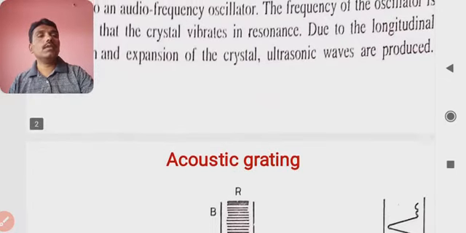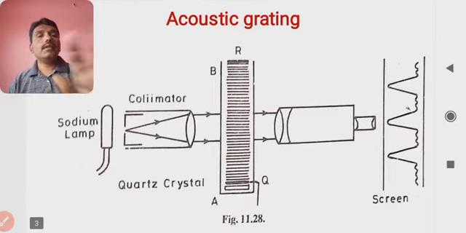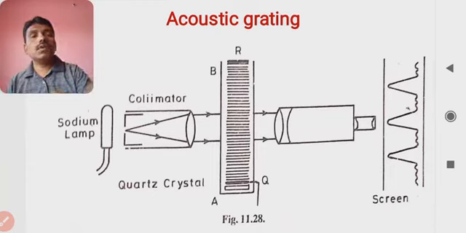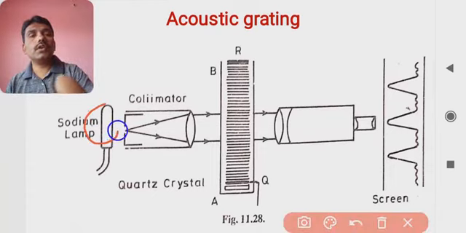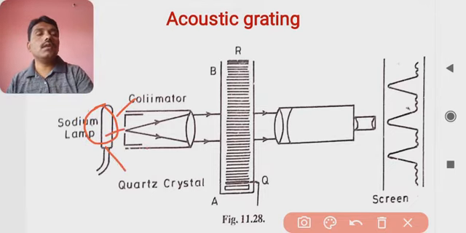The same theory applies here, and in this case the sodium light's ordinary light comes into the collimator, and through this collimator a parallel beam of light comes out.